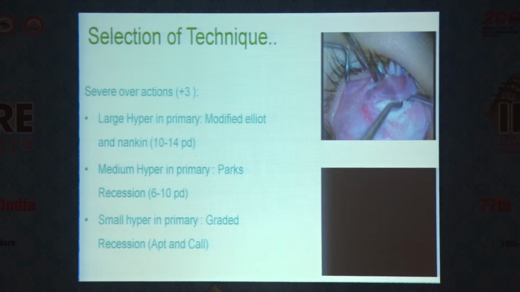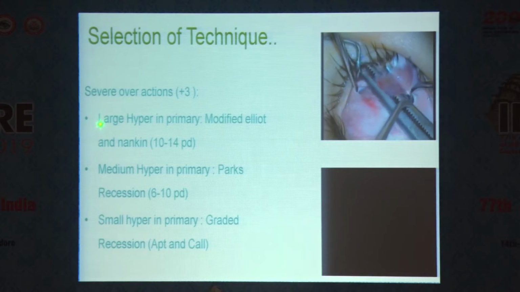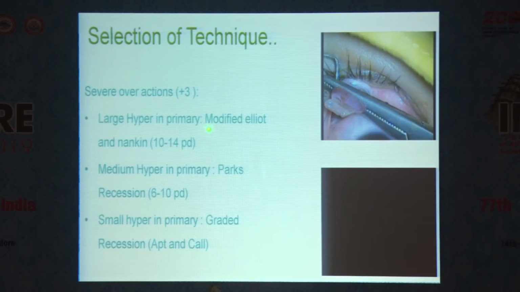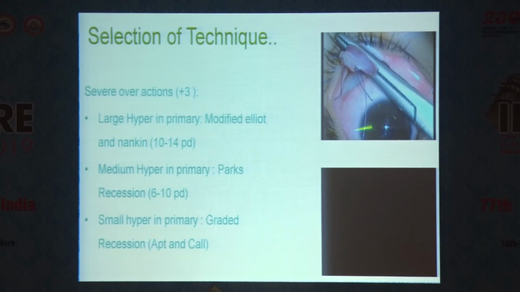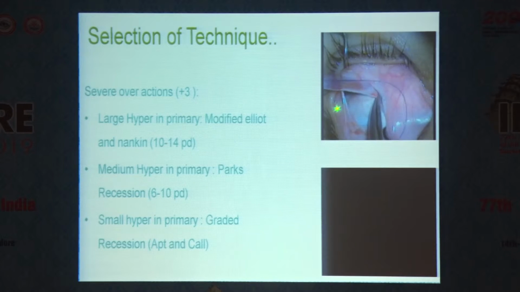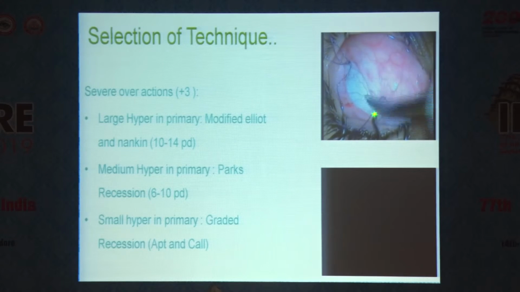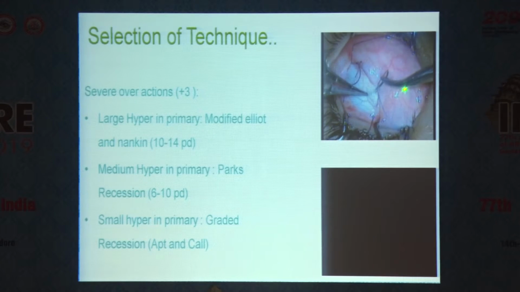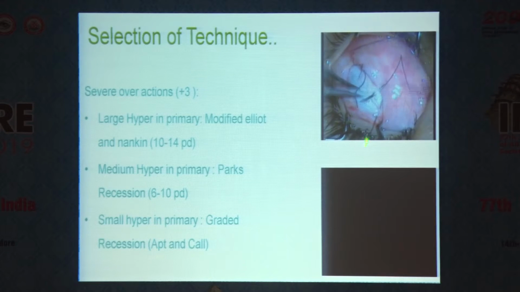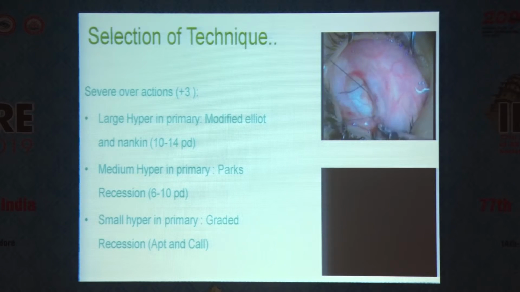Next are two more surgeries. So this is again where we have hooked the infraoblique. If you have a very large hyper in primary position with a large overaction, you can do a modified Elliott and Nankin. So what you do here is you tie the anterior suture right next to the inferior rectus, and the second suture is tied very close to it in the line of inferior rectus. So this is known as bunching of infraoblique, and basically it is to prevent anti-elevation syndrome.